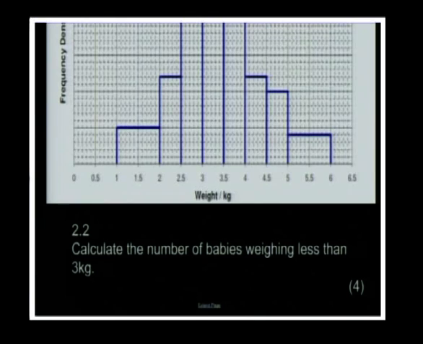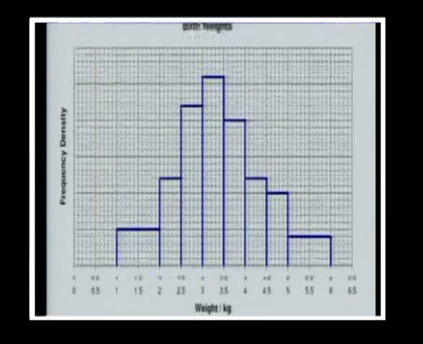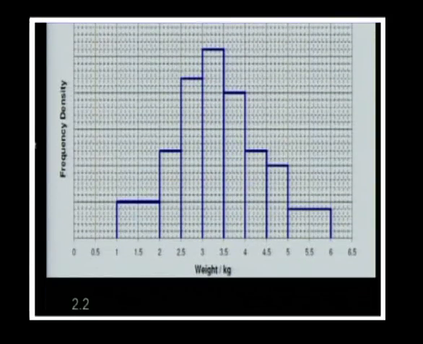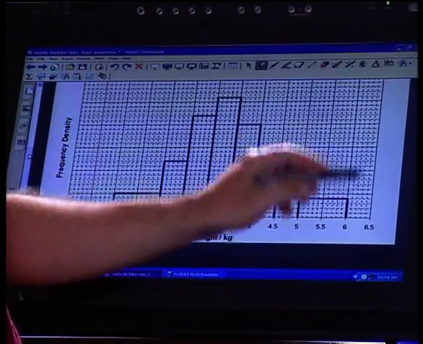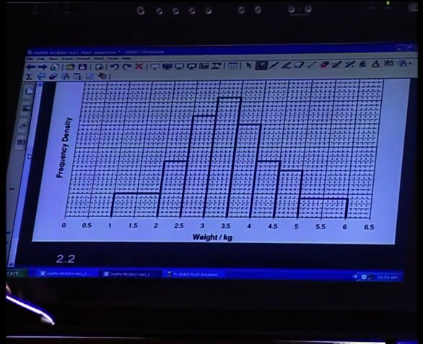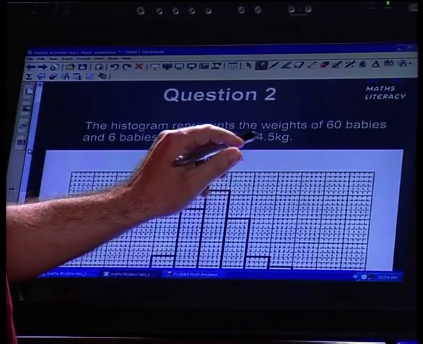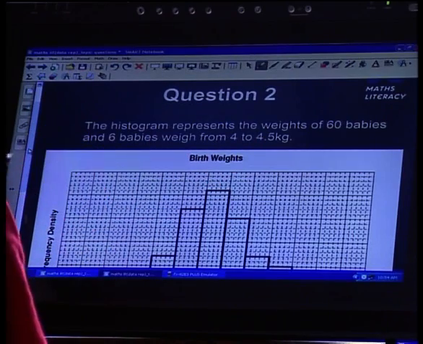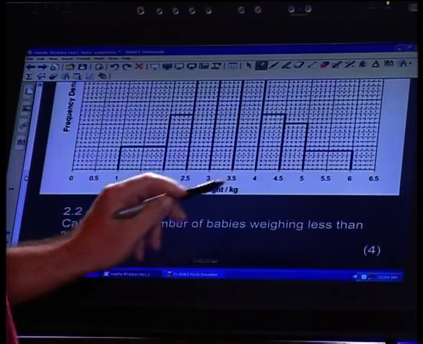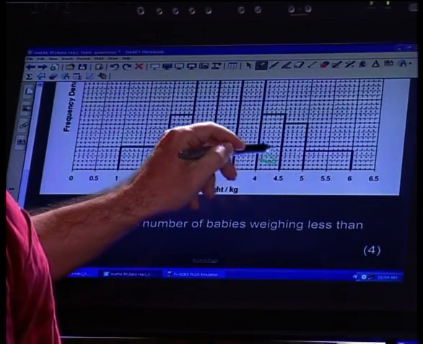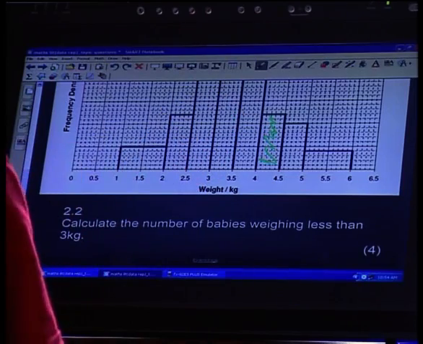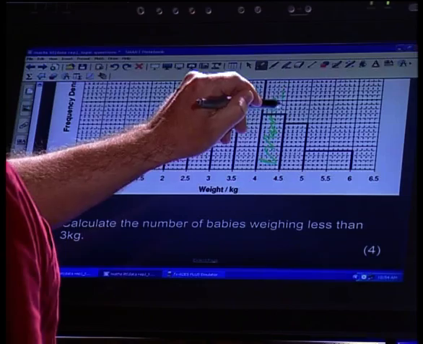Question 2.2 says, calculate the number of babies weighing less than 3 kilograms. Well, here's a tricky little question that involves some real working out. We were told that the entire chart represented 60 babies, and we were also given a category 4 to 4.5, and that represented 6 babies. So we know that this category over here, I'm going to shade it in a little bit, is 6 babies.